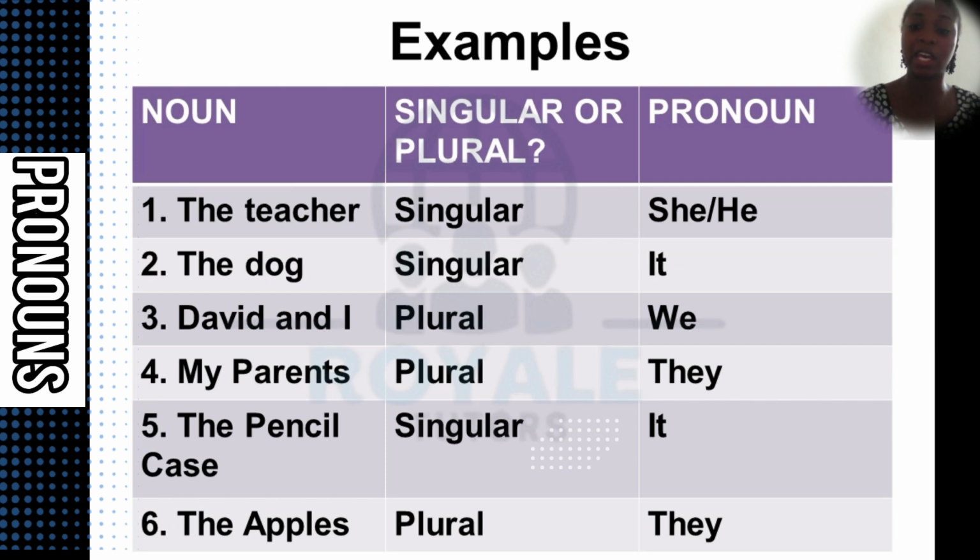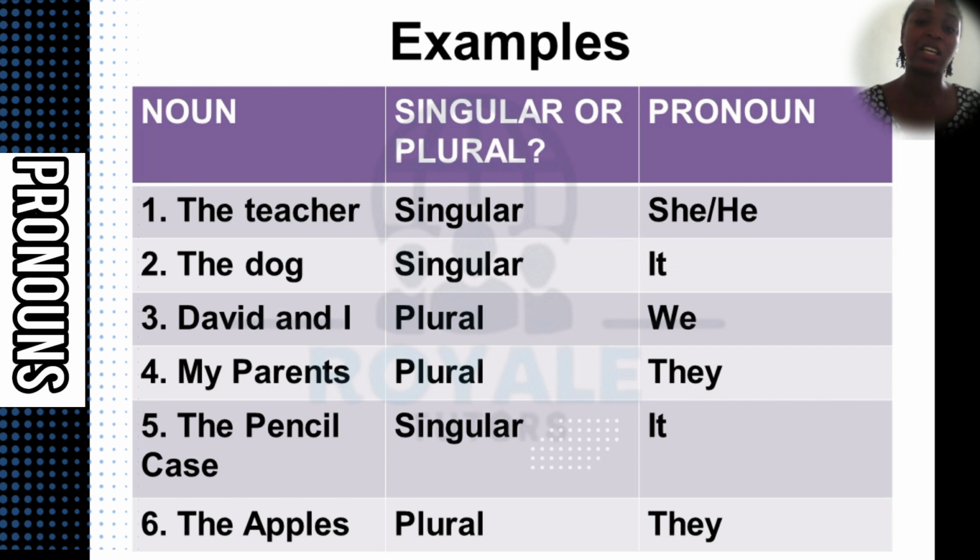The fifth one, the pencil case. That's a thing, and it's just one thing, which is singular. All right, and then the pronoun that can be used to replace that is it. The last one we have here is the apples. Apple, that's singular, but when you have apples, that is plural. So that's plural, then you're definitely going to use the plural pronoun also, which is they.